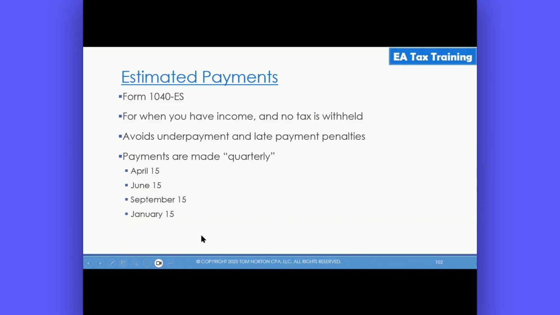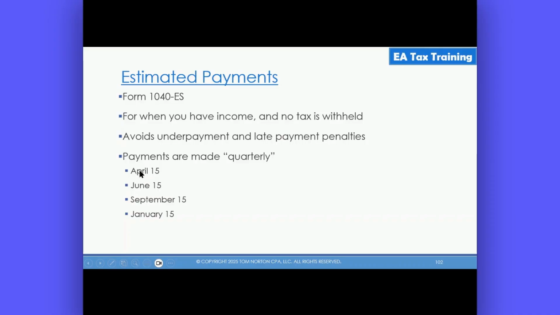So the quarters on the calendar year would be end of March, end of June, end of September, and end of December. But these estimated payments are due on these dates, and you will want to know this for the exam. They are due April 15th, June 15th, September 15th, and January 15th. So the first payment is due on the same date that the tax return is due. So this just makes it easy for the taxpayer.